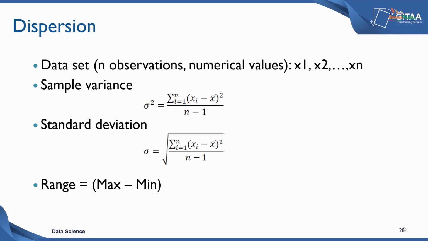If you have n observations x1 to xn, the sample variance is defined as the value of a data point minus the mean value. How much is each data value away from the mean, square it and sum it for all the data values, divided by n minus 1. The standard deviation is the positive square root of the sample variance.